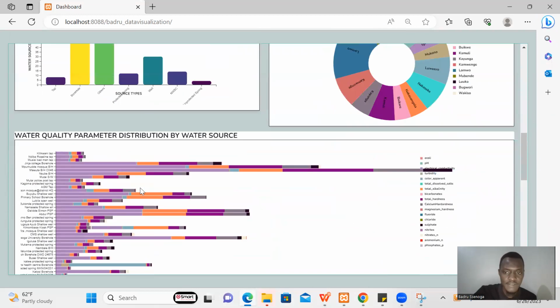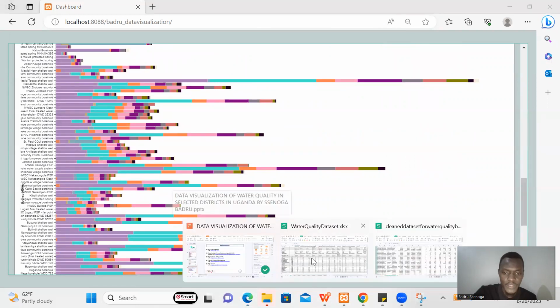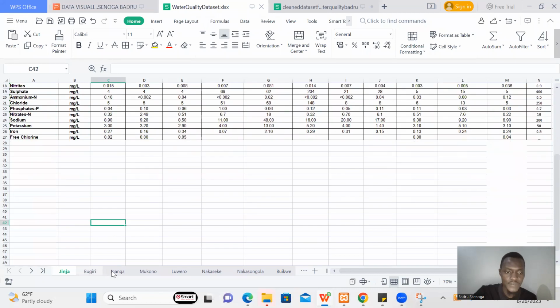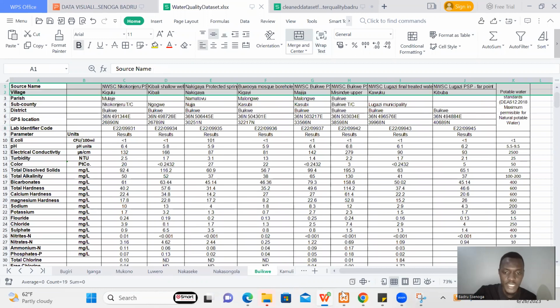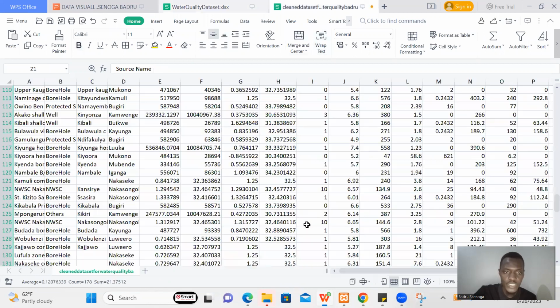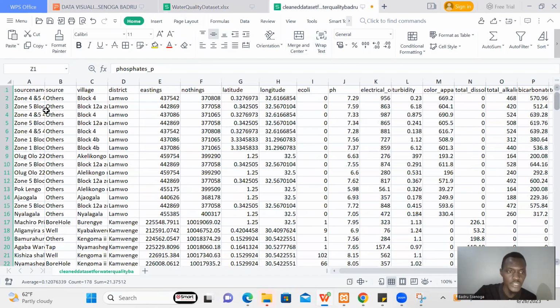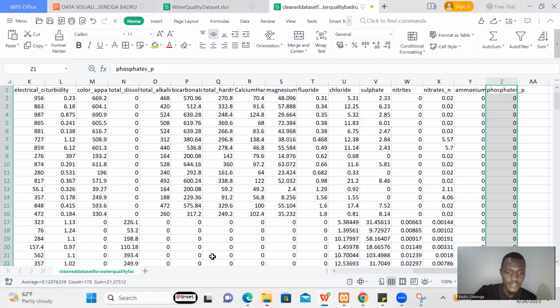So briefly, that's it from me. I do thank you. This is the dataset, the regional dataset from the different regions of Uganda. I was able to clean this data into a better dataset that I could use in the code. And briefly, that's it from me. Thank you very much.